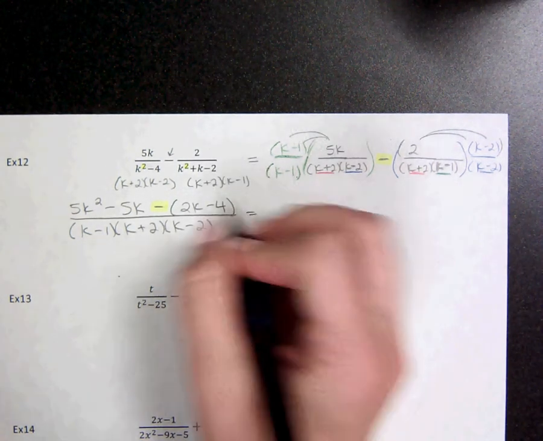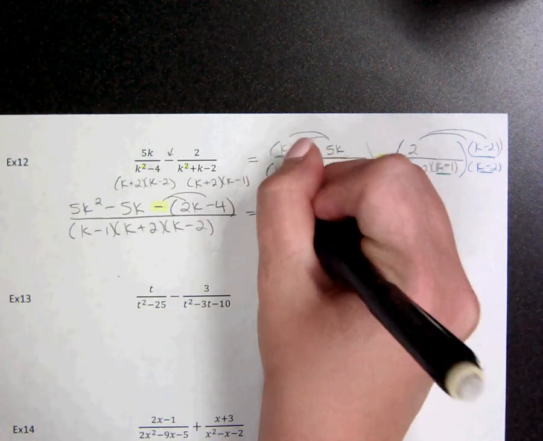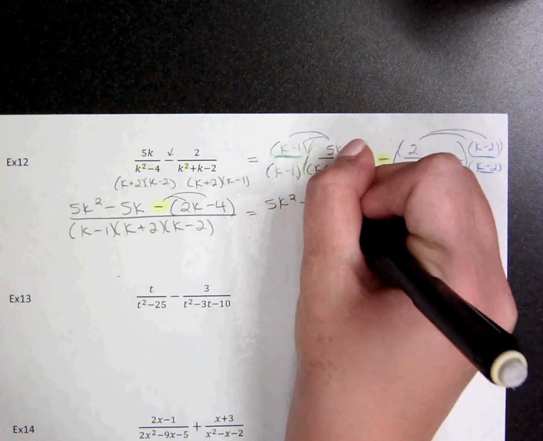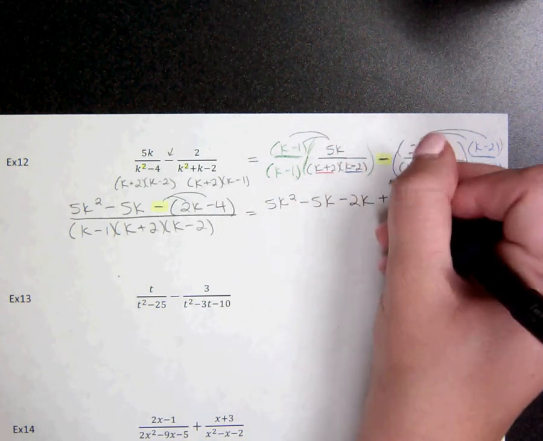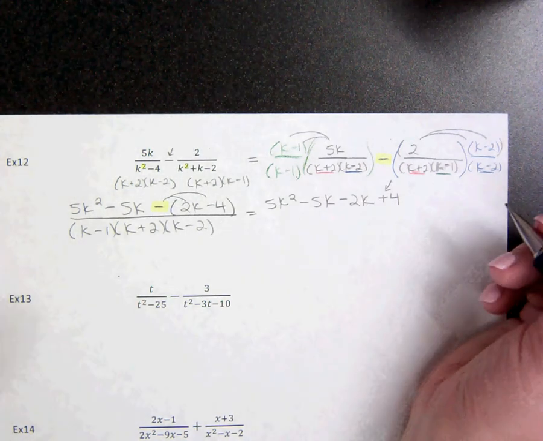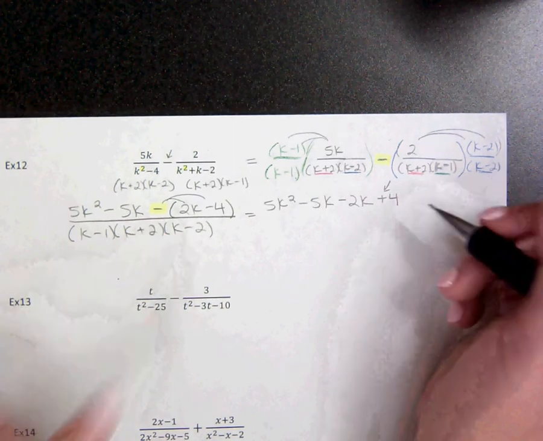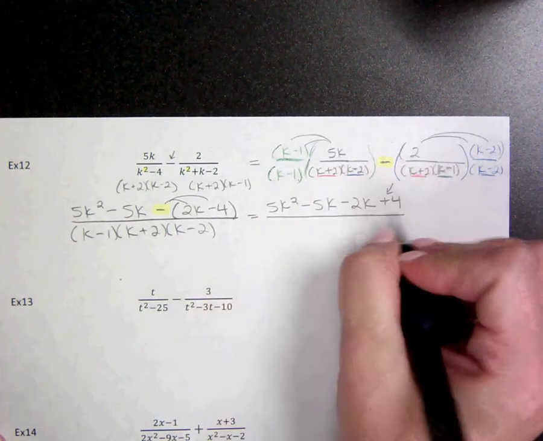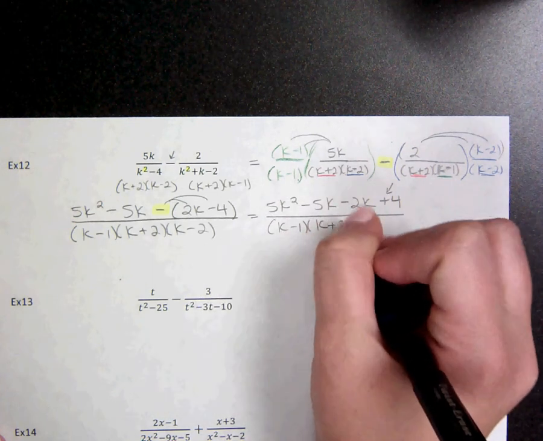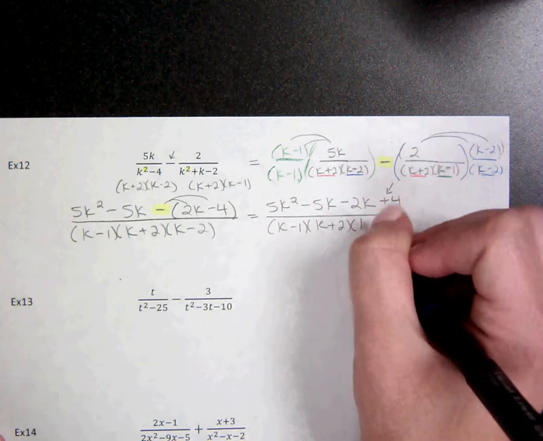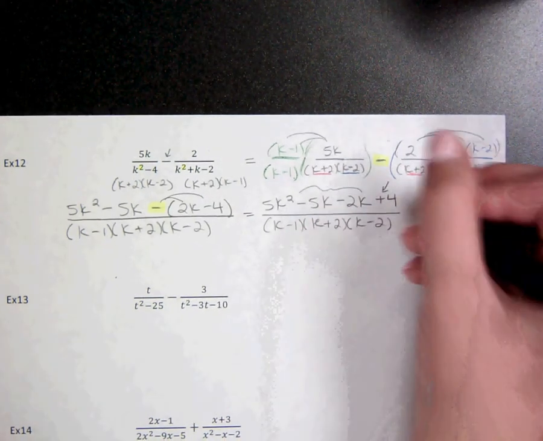So from there, we'll distribute that subtraction. We'll have 5k squared minus 5k minus 2k plus 4. The biggest mistake is that sign right there. This negative also distributes to here, and so changing that sign is really crucial. Over again the common denominator, k minus 1. It doesn't go away, but it doesn't change. K plus 2, k minus 2. Then we can combine like terms, whatever you have.